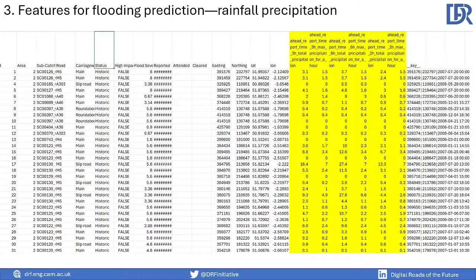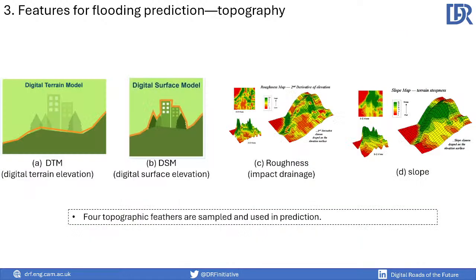This is the precipitation that we retrieved through the website, and we retrieved the precipitation ahead of the observation time for 3 hours, 6 hours, and 12 hours, because maybe in the historical flood event recording, there are some delays. So we try to get the precipitation rate for different time windows ahead of the observation time.